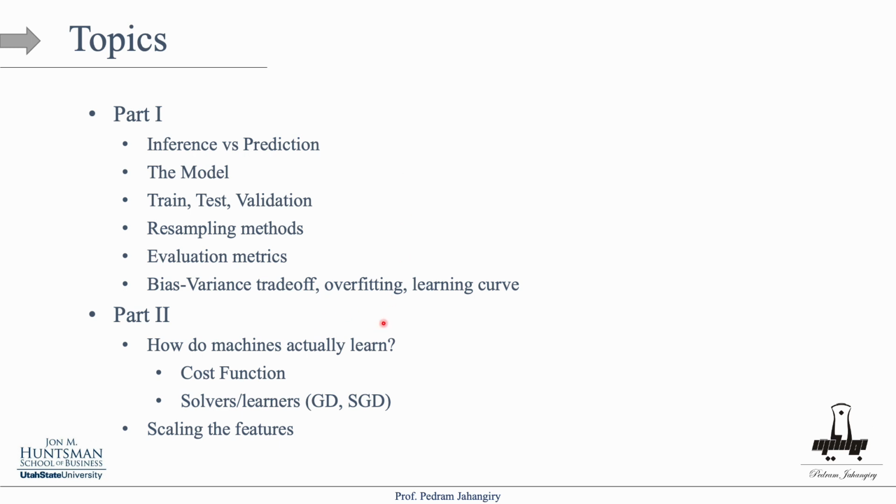Okay, we're going to do this module in 2 parts. In part 1, we will cover some basic concepts, and in part 2, we will answer this very important question: how do machines actually learn? So what is this learning process, right? And I'm going to start with inference versus prediction.